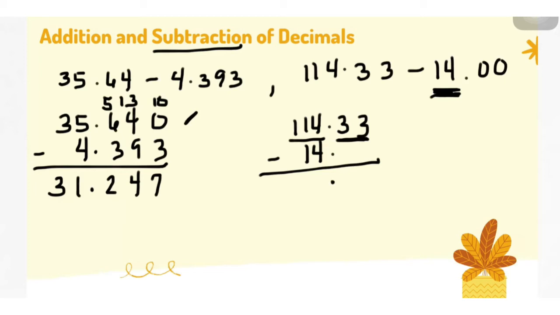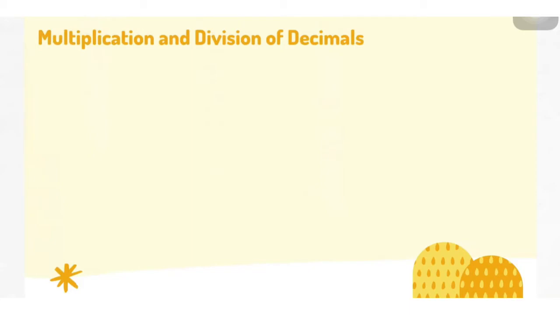So, bring down lang natin yan. 33 kasi wala naman tayong ima-minus dyan. Or kung gusto nyo mag-add kayo ng 0, ganun din. 3 minus 0, 3. 3 minus 0, 3. Then 4 minus 4 is 0. 1 minus 1 is 0. Then 1. Okay, so ito na yung final answer natin. 100 and 33 hundredths. Okay, next. Multiplication and division of decimal.